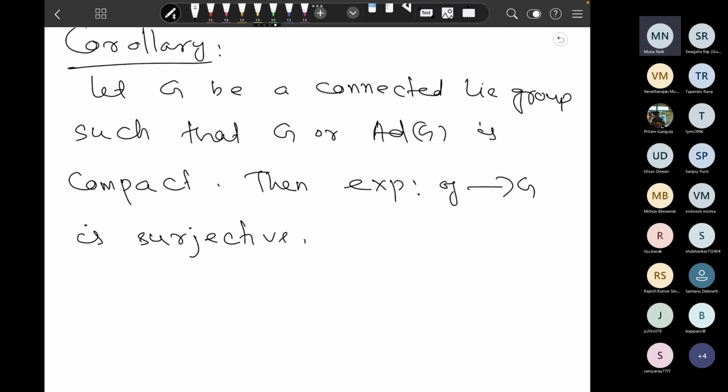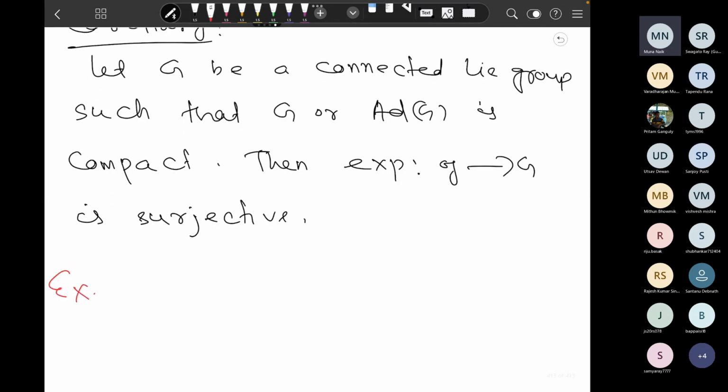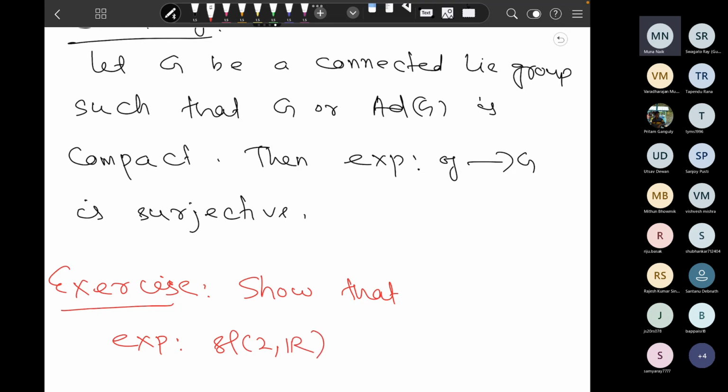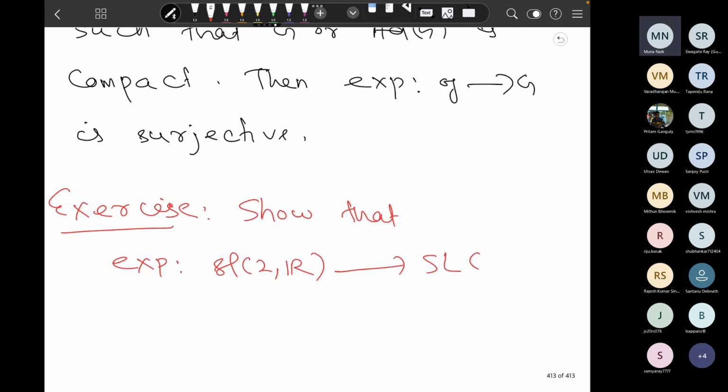So now the thing is, an exercise: show that the exponential map from the Lie algebra of SL2R to SL2R is not onto. You can take this as an exercise. This is an easier exercise, not onto.